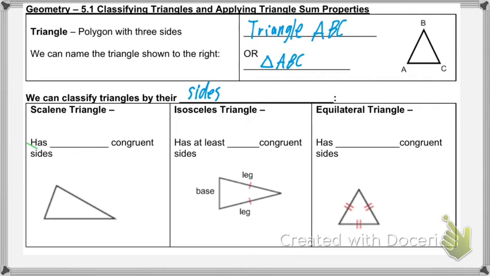Some of them. Anyway, so we have a scalene triangle. A scalene triangle has no congruent sides. None of the sides are congruent. They're all different lengths. This is an example of a scalene triangle where they are all different lengths.